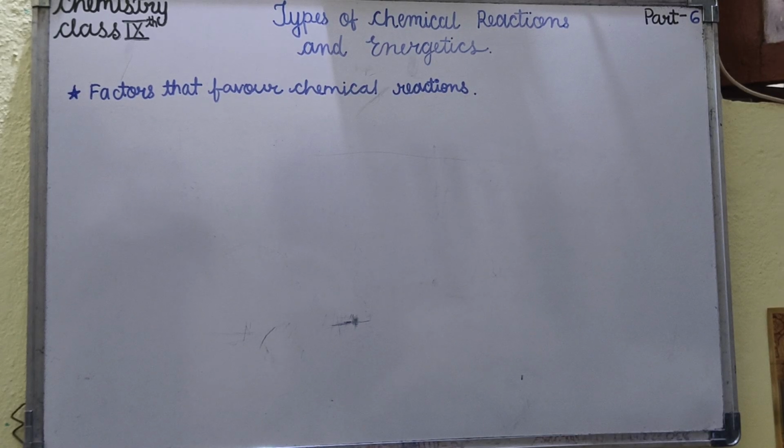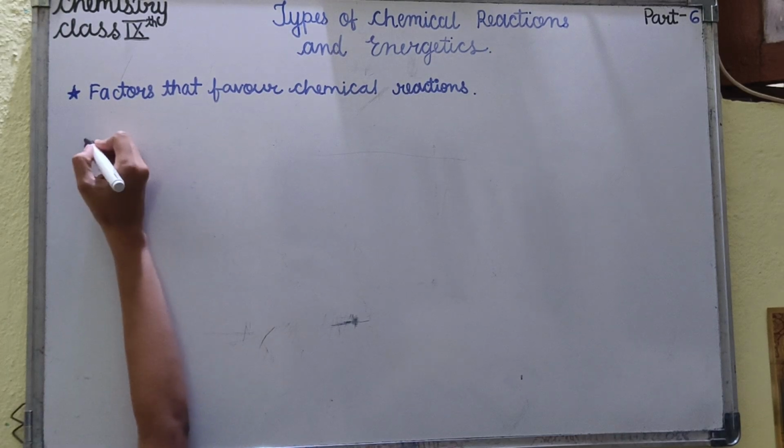Today we are going to learn class 9th chemistry chapter types of chemical reactions and energetics, and this is our part 6. In this part we are going to learn factors that favor chemical reactions. Our first factor is close contact.